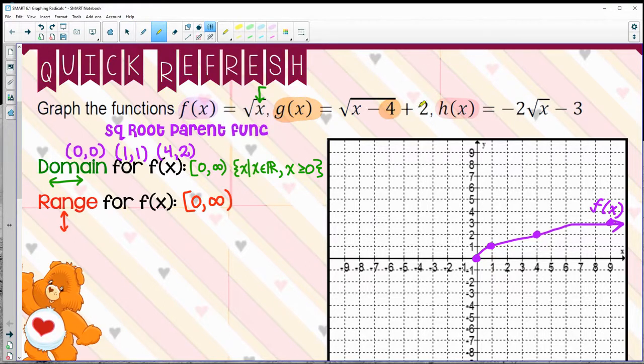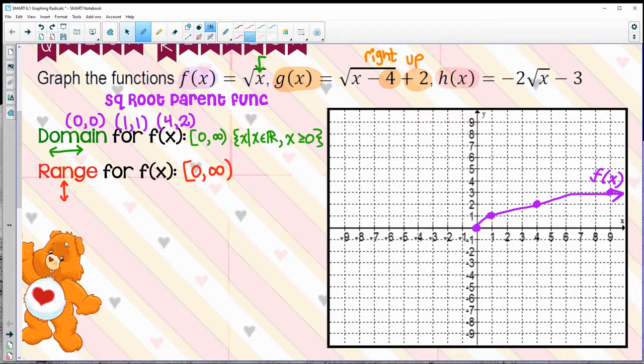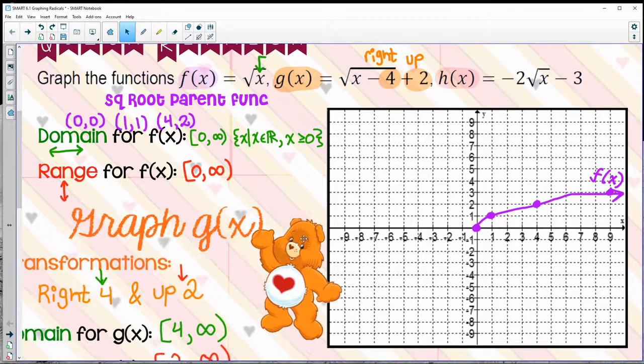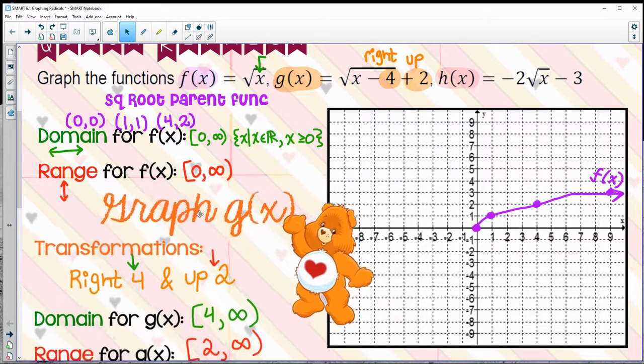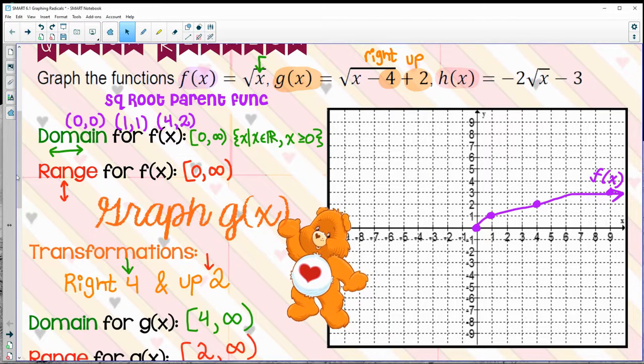Here we can see with g of x, I've got some transformations. I see a 4 underneath. I see a +2 on the outside. So +2 on the y values will shift the graph up. The 4 underneath is going to shift the graph to the right by 4. So for that, if you're curious, here were your transformations, and here was your domain and range for that graph.